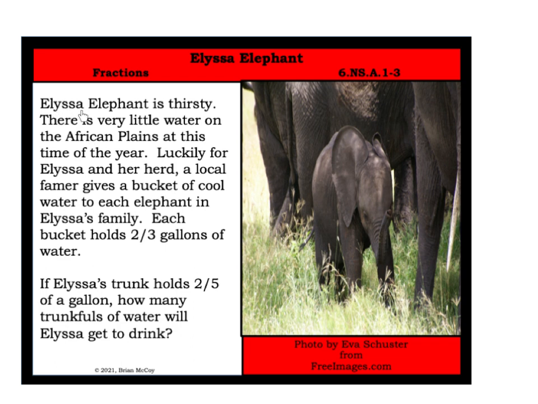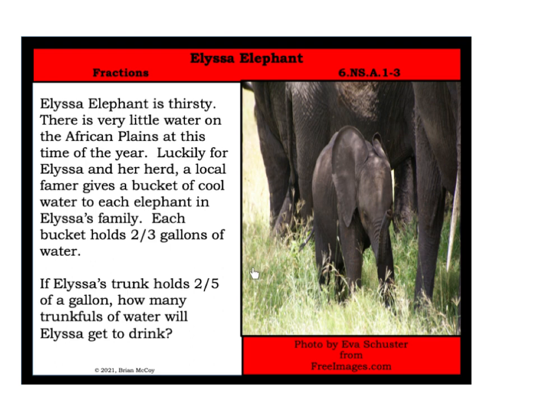And here we go. Elyssa Elephant is thirsty. There is very little water on the African plains at this time of the year. Luckily for Elyssa and her herd, a local farmer gives a bucket of cool water to each elephant in Elyssa's family. Each bucket holds 2/3 gallons of water. If Elyssa's trunk holds 2/5 of a gallon, how many trunkfuls of water will Elyssa get to drink?